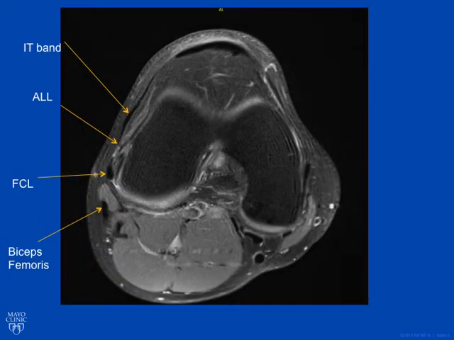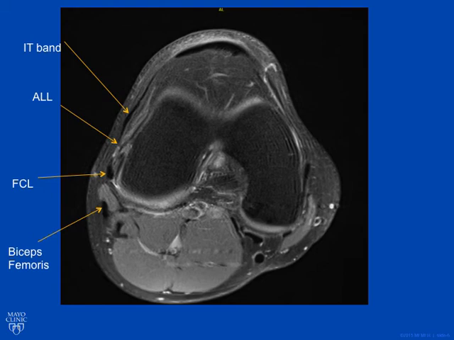Again, we locate the biceps femoris posteriorly, the FCL. In between the FCL and the IT band, approximately midway, you're going to see a density in the capsular structures. This density is the anterolateral ligament.